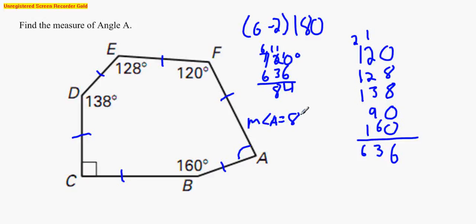And if you look at the picture, and these aren't always drawn to scale, but it usually helps to look. If you look at angle A, it looks like it's less than 90, because we kind of know what a 90-degree angle is, like angle C is a 90-degree angle. And this is less than 90, and it makes sense that our answer is less than 90. So that's sometimes a good way to check to see if you are close to the right answer.